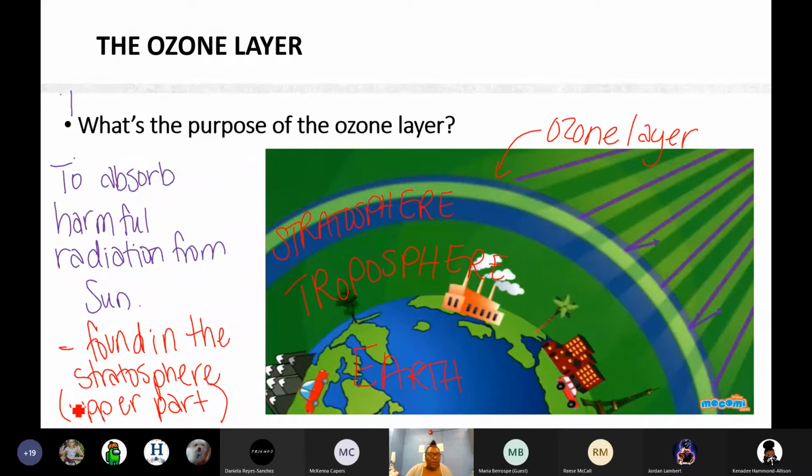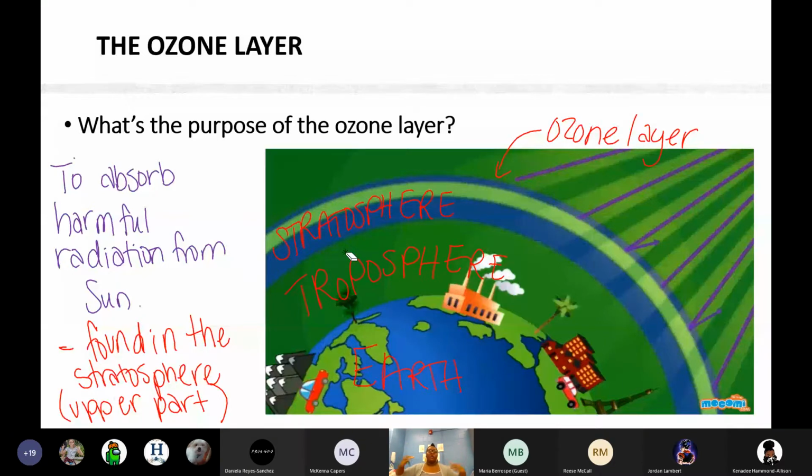Someone please turn on their mic and let us know. Do you think that the ozone layer would be a hot place in the stratosphere or a cold place in our stratosphere? Hot. Think about what the job of the ozone layer is. Hot. Yeah, very good. Go ahead and turn your mics off. Yeah, so our ozone layer is very, very hot because of its job.